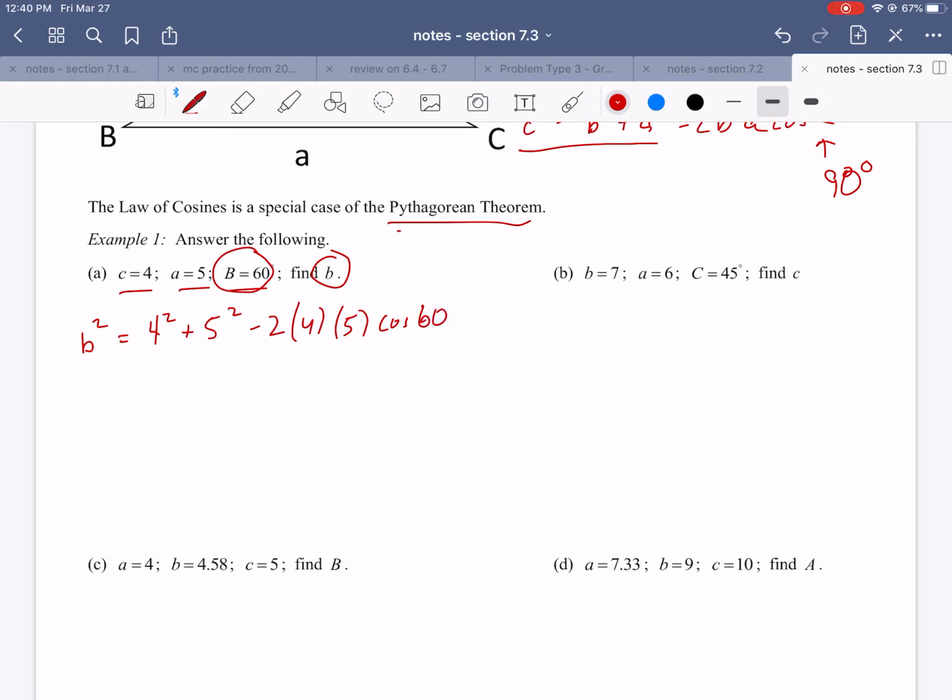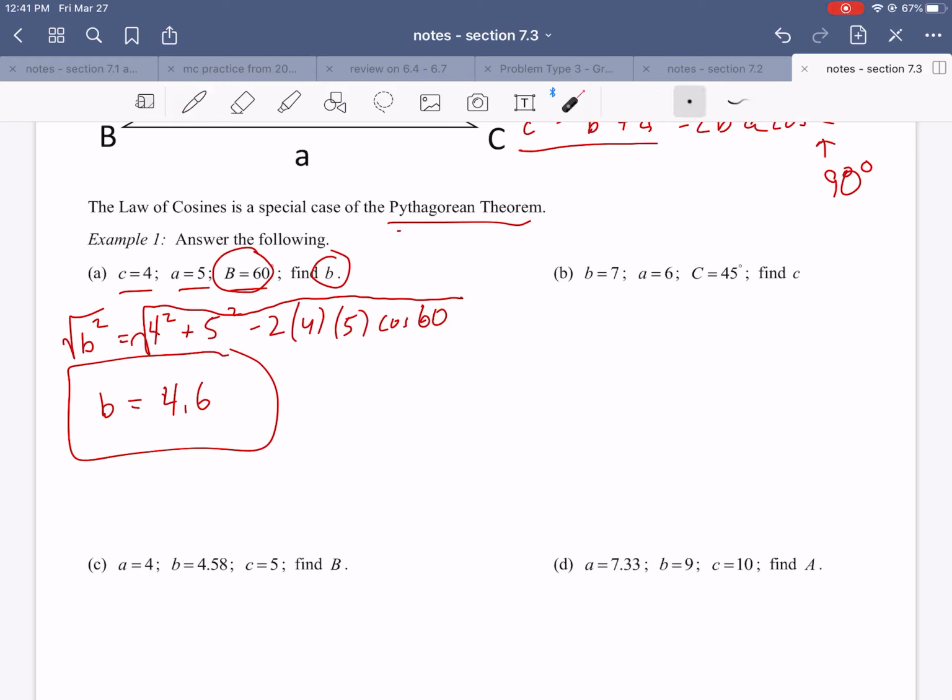Now, this is what I call the easy calculation, and what I mean by that is that in order to solve for b, all you're going to have to really do is take the square root of both sides. When you type this into the calculator, and I would go ahead and just do it in one line on your calculator, you're going to get 4.6 if you round to the nearest tenth. Example letter B over here is going to be very similar to example A. So I'm going to give you a chance to pause the video now and try example B.